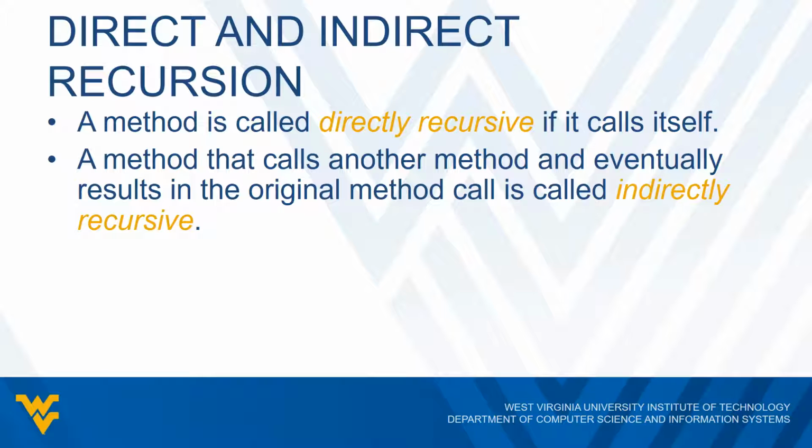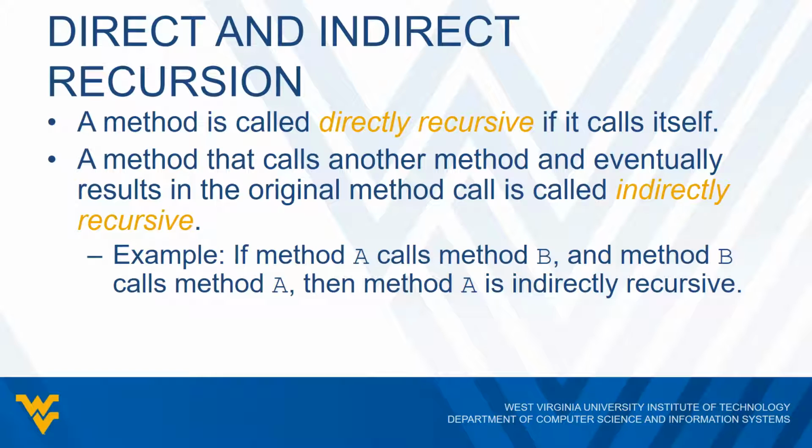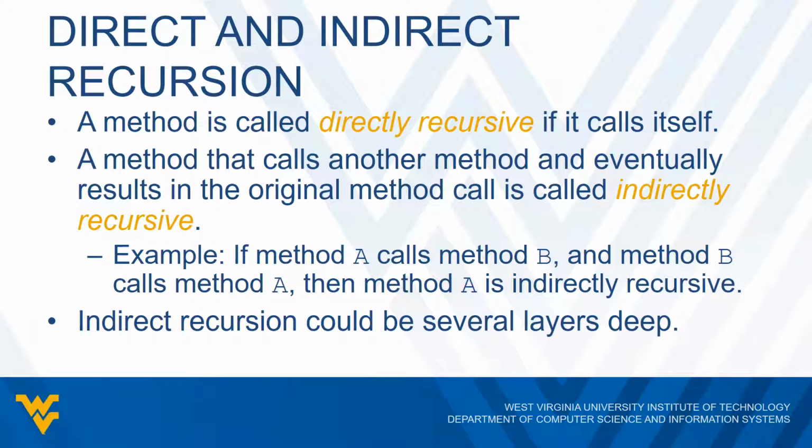So just to give an example, if we have method A, and let's say that calls method B, and then method B calls method A, so here we have method A eventually getting back to itself, we say that method A is indirectly recursive. Now, with indirect recursion, it could be several layers deep. So for example, it could have method A call method B, and method B calls method C, and method C calls method D, and then method D calls method A. Now, it took a couple method calls to get there, but we eventually got back to calling method A again. So here we would say method A is indirectly recursive.